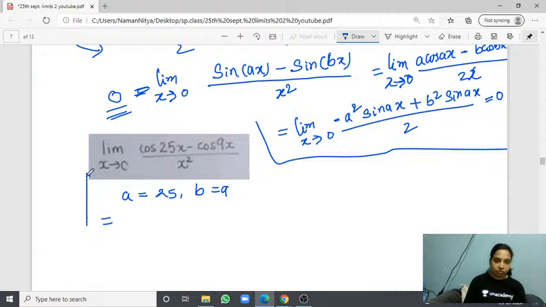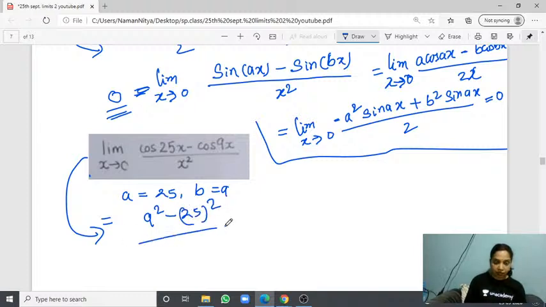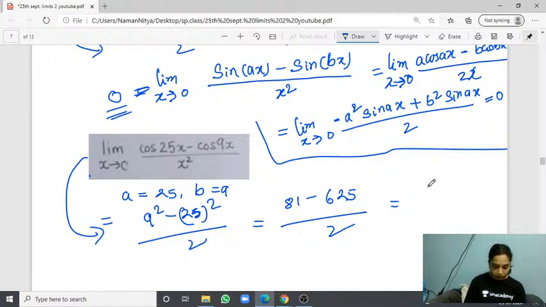Directly I'll use the shortcut trick that just now we have learned. So this will become b square minus a square, that is 9 square minus 25 square divided by 2. So how much is it going to become? 81 minus 625 divided by 2. So we will get minus 544 divided by 2. So this is going to be minus 272.